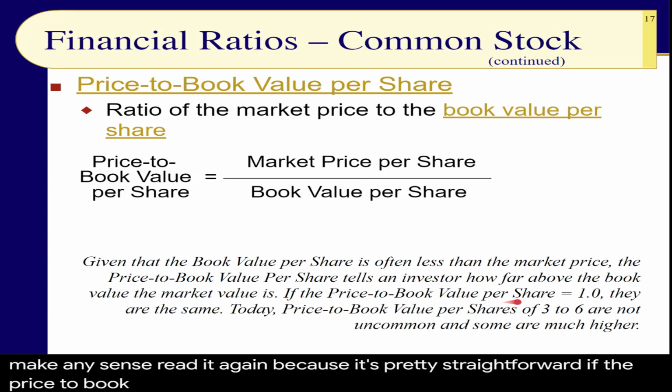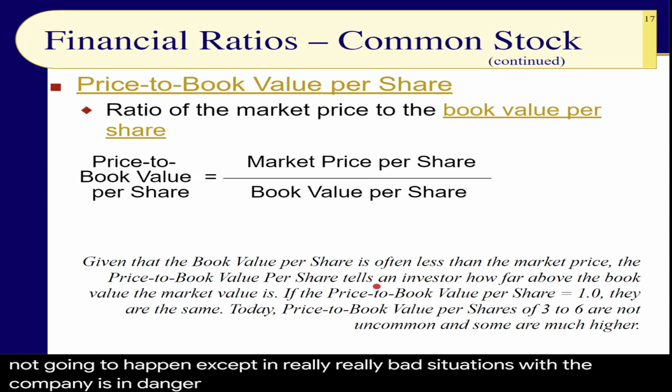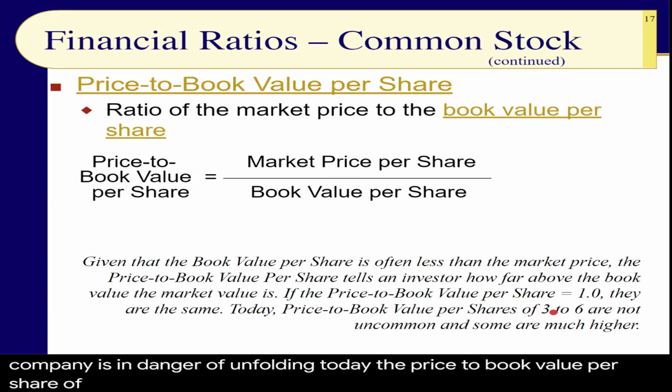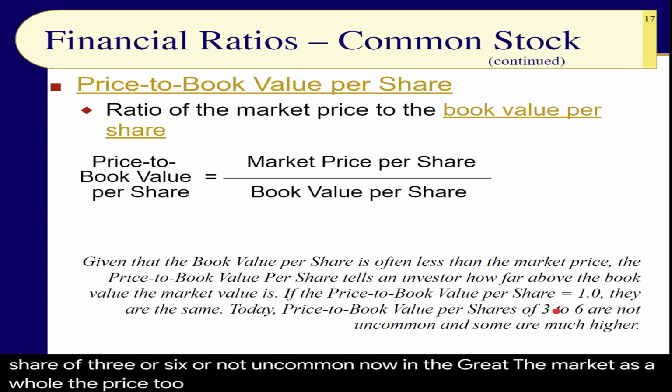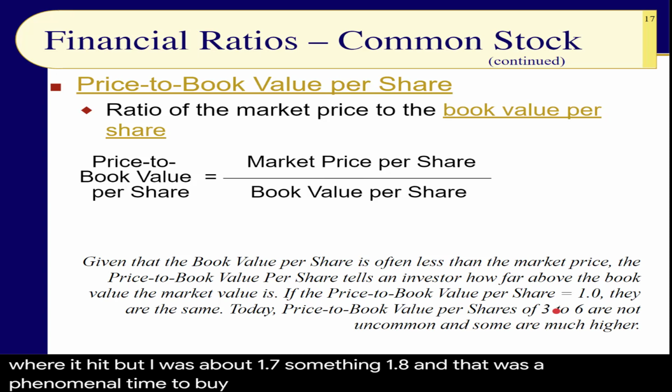If the price to book value per share is equal to 1, they are the same, but that's not going to happen except in really, really bad situations where the company is in danger of folding. Today, a price to book value per share of 3 or 6 is not uncommon. Now, in the Great Recession, the global financial crisis, the market as a whole, the price to book value per share went down below 2. I forget where it hit, but it was about 1.7 something, 1.8. And that was a phenomenal time to buy.